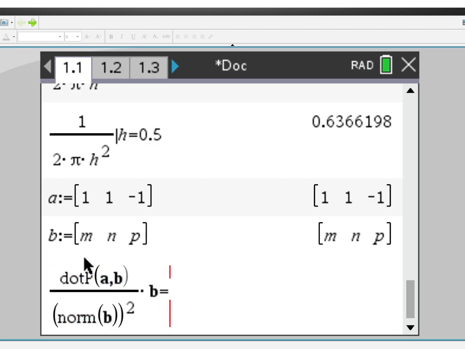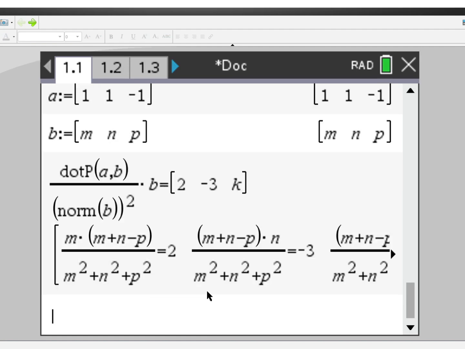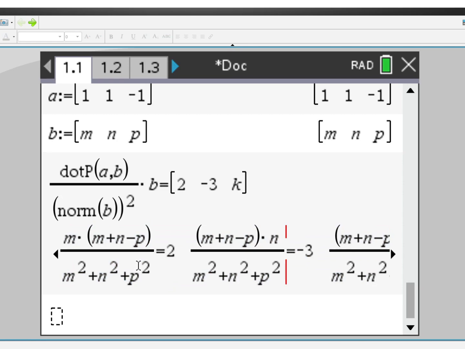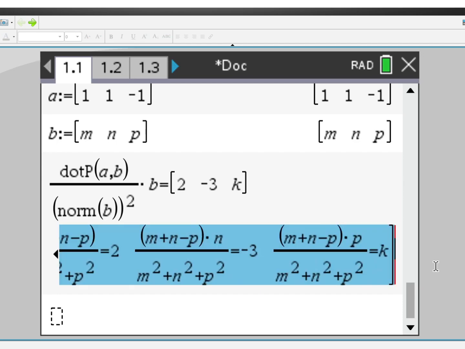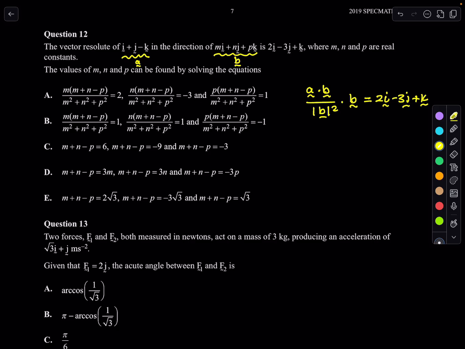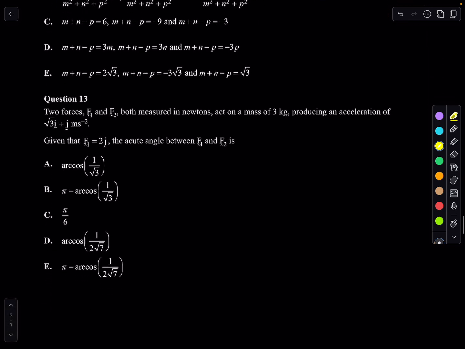It's equal to our vector. What was our vector? What should this equal? Remember, let's write the vector. What is it? So 2, -3, and k. Enter, and here it is. These are our simultaneous equations that you would normally solve to get your values. So you've got this equation over here, and this equation over here, which, going back to our options, it looks like A is the answer. So m, n, minus p, m plus n squared, equals 2. There it is. This one's that one. Beautiful. So 12, A.